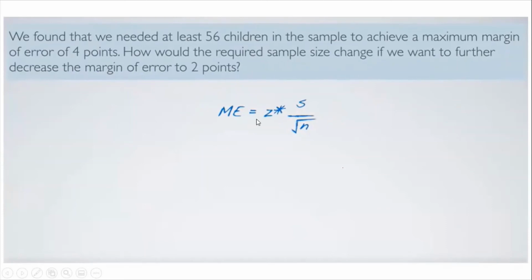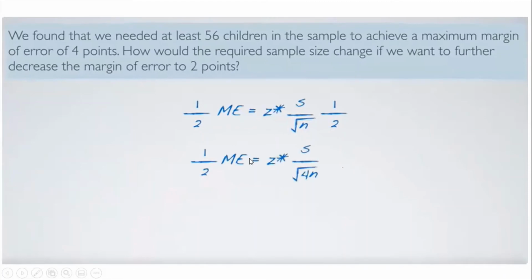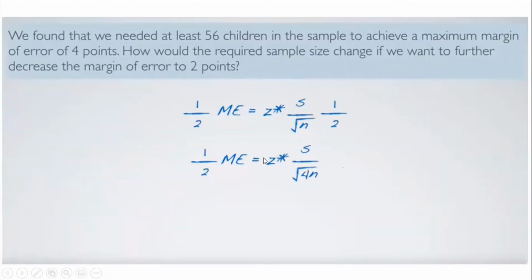We have this formula, and what we want to do is reduce the margin of error from 4 to 2, so just divide it by 2. Imagine this: when you reduce the margin of error by half, your sample size will have to increase 4 times.